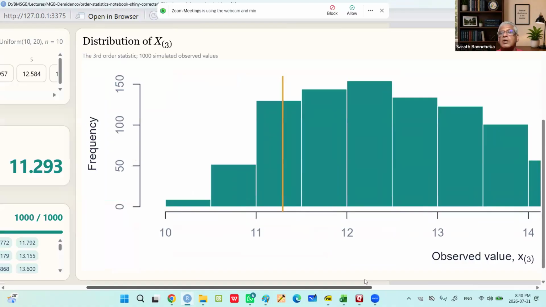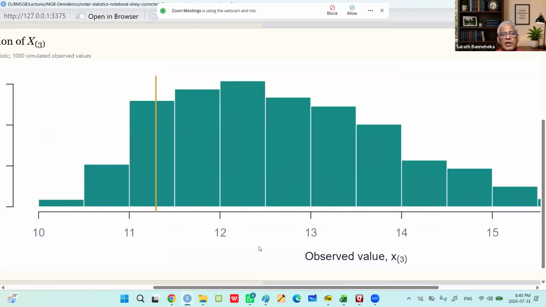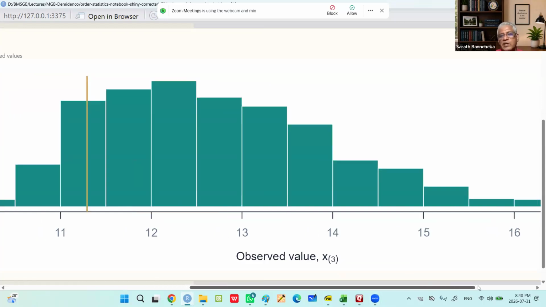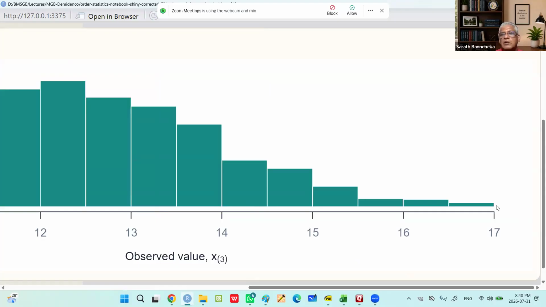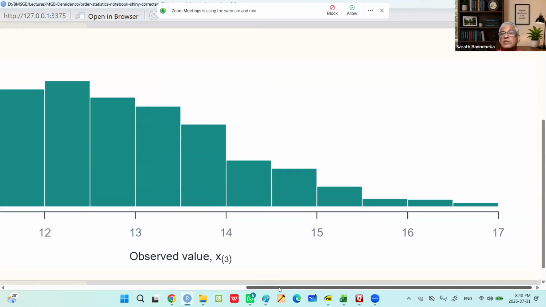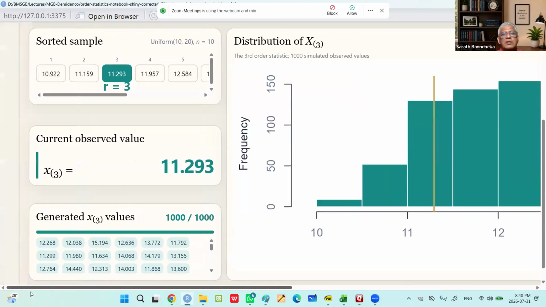Now, the possible value being 10 is very, very rare, because now we are looking at the third minimum value, not the first minimum value. So the third minimum value is, according to this, more likely to be around 12.1, 12.2, 12.3, that kind of values. 10 and 11 are now less likely. And also values more than 17 are almost unlikely for x3, that is the third order statistic.